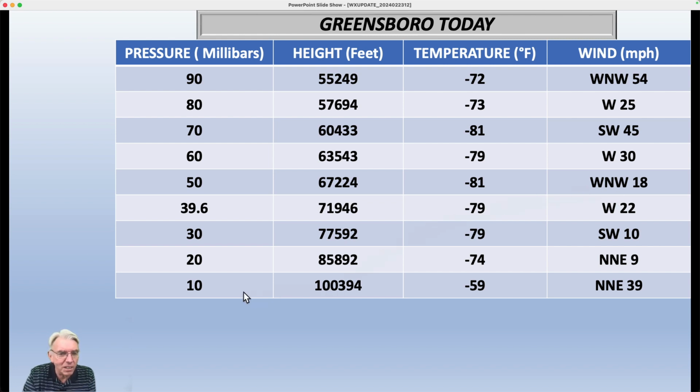And the last level that measurements were taken was at 10 millibars, 100,394 feet up, which is about, what would that be, about 20 miles? Yeah, about 20 miles up. Temperature actually warmed to -59, and the wind from a completely different direction, north-northeast at 39 miles per hour. So these balloons get pretty high up as long as there's not a big thunderstorm around to disrupt them.